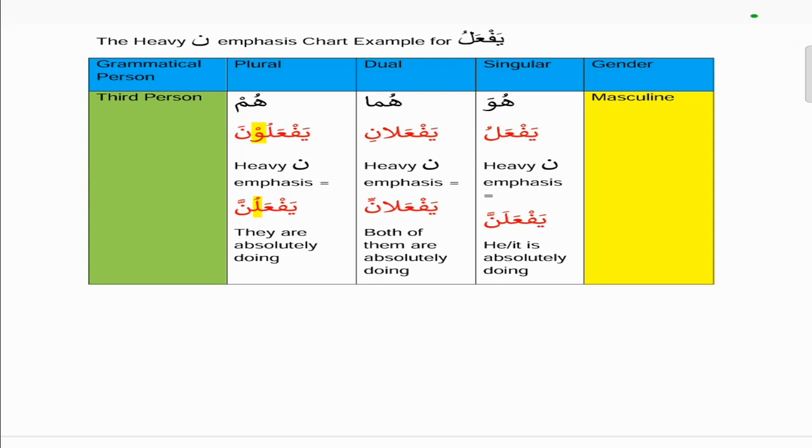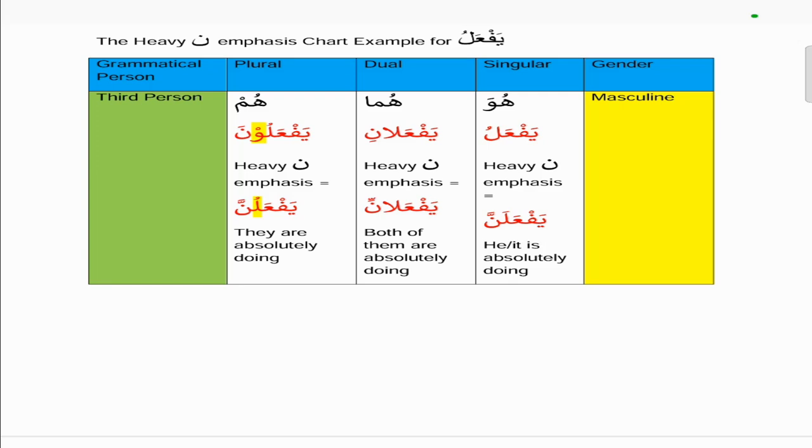Because if you notice, that's the difference between the hum version is yaf'alunna and the huwa version is yaf'alanna. So meaning the hum version, the lam takes a dhamma, but in the huwa version, the lam takes a fatha. So that's how you can tell the difference between huwa and hum. So hum would always take a dhamma on the lam, on the third root letter. So the first root letter is the fa, the second root letter is the ain, and the third root letter is the lam. And that's the original word, fa'ala.